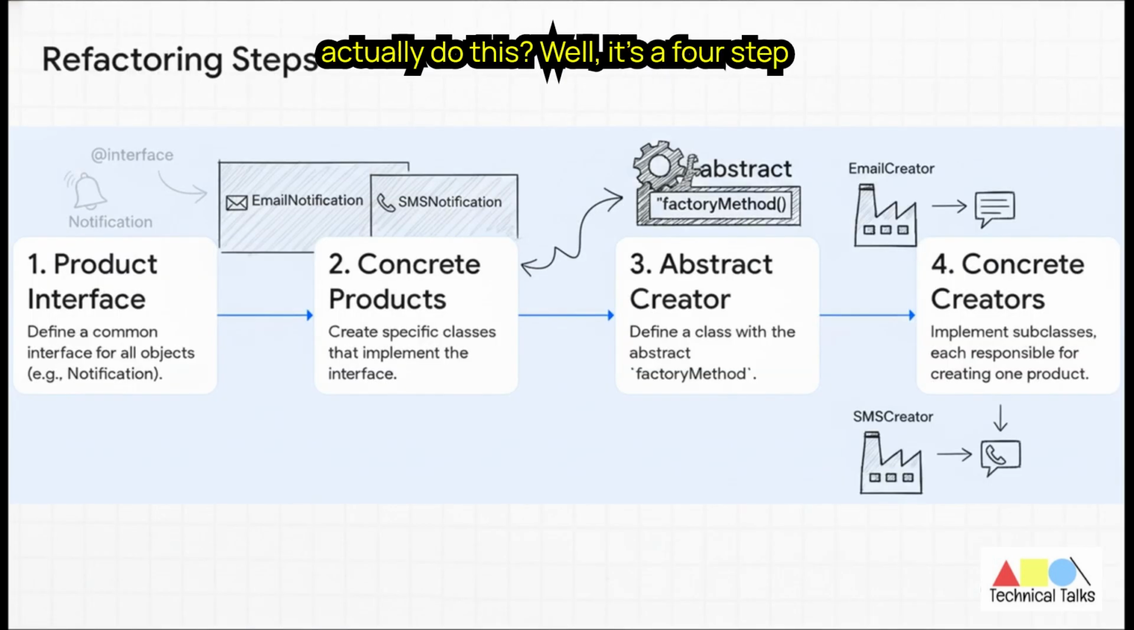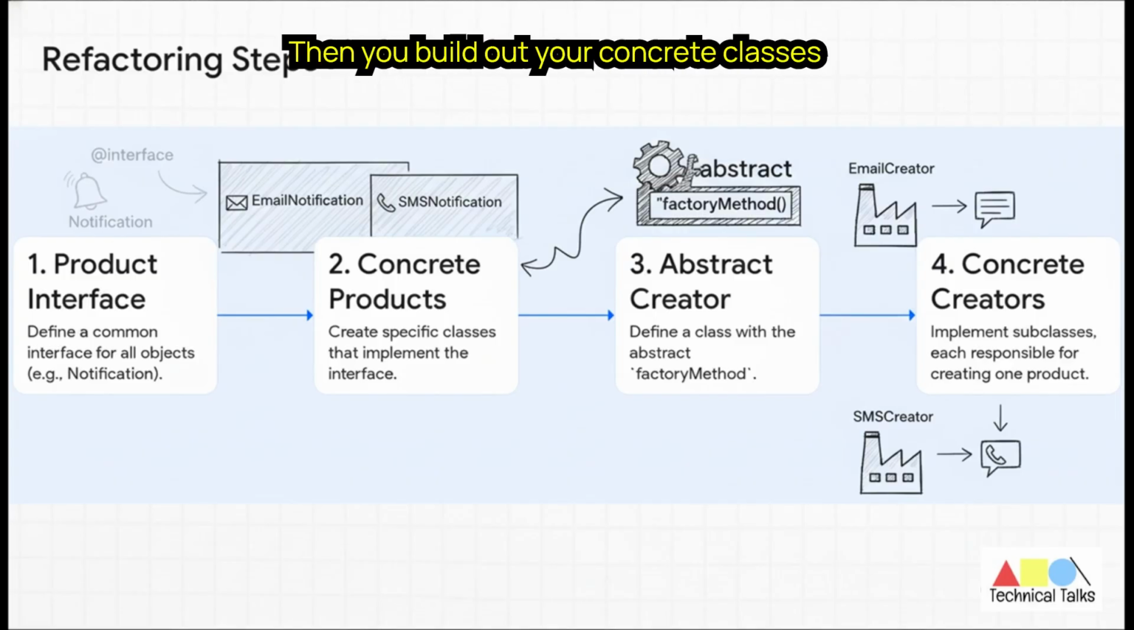So how do you actually do this? Well, it's a four-step process. First, all your products, the email, the SMS, they all agree to follow the same contract, a notification interface. Then you build out your concrete classes for each one. Now, here's where the magic happens. You define an abstract creator with a factory method. And finally, you build concrete creators, like an email creator or an SMS creator, and each one knows how to build exactly one thing. And just like that, you've decoupled your client code.